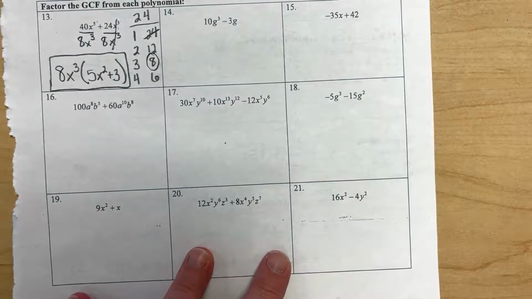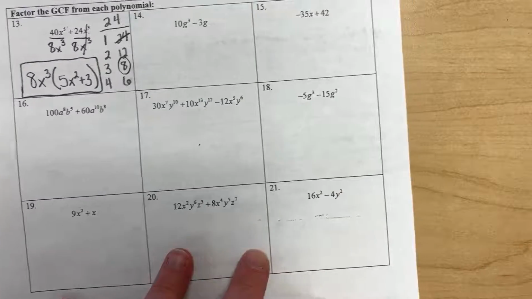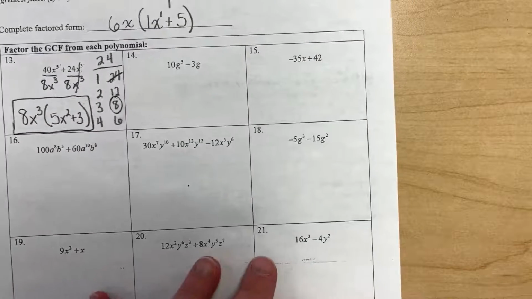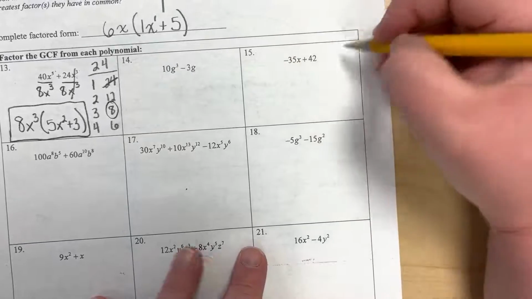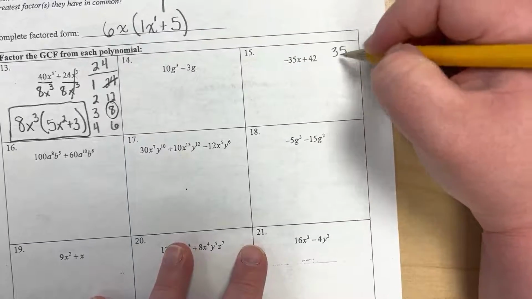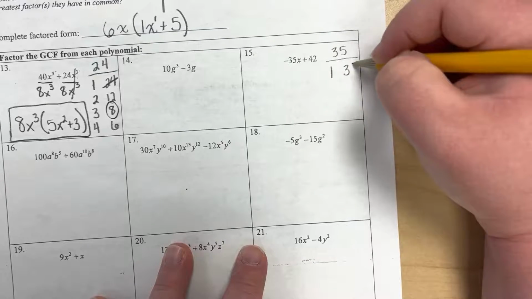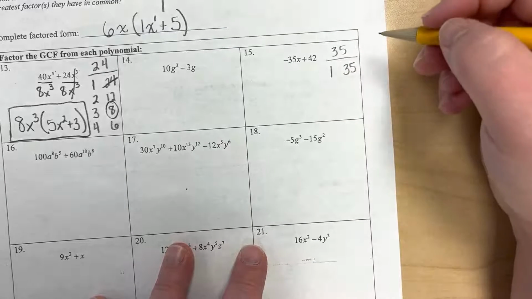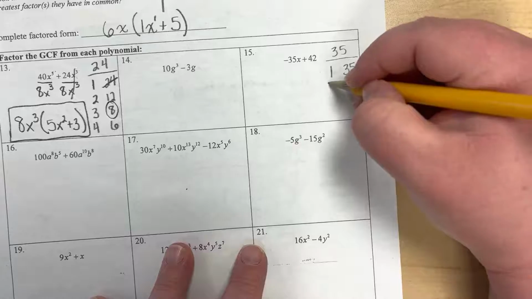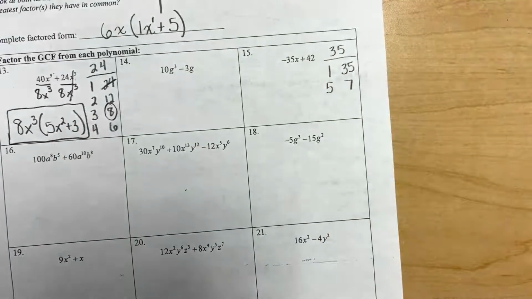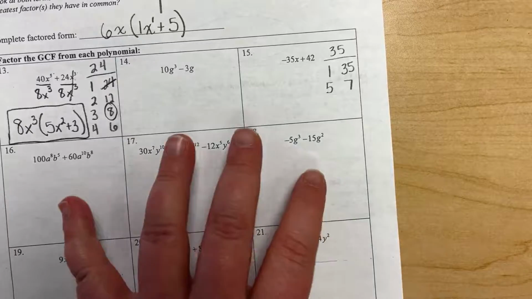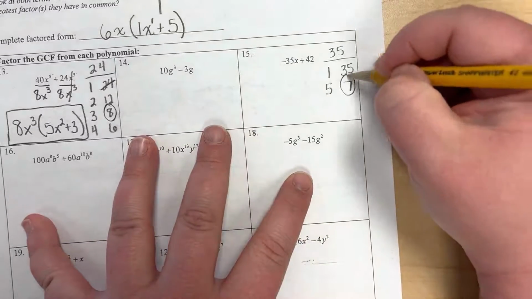All right, I'm going to leave number 14 for you to do. Let's take a look at 15. Now here is that negative in front that I talked about previously. First thing we're going to do is find all the factors of 35. So we have 1 and 35. 2 doesn't work, 3 doesn't work, 4 doesn't work, 5 and 7, and then 6 does not work. All right, 35 does not go into 42, but 7 does.